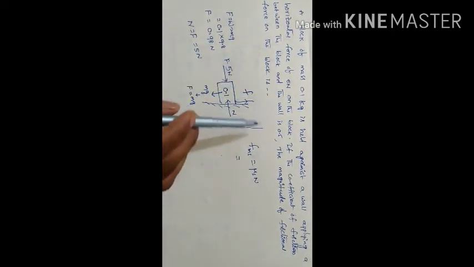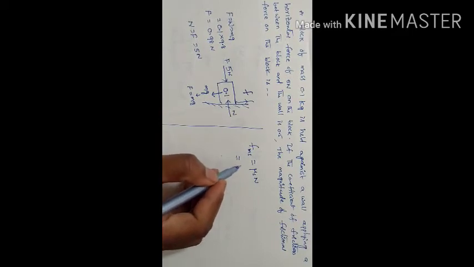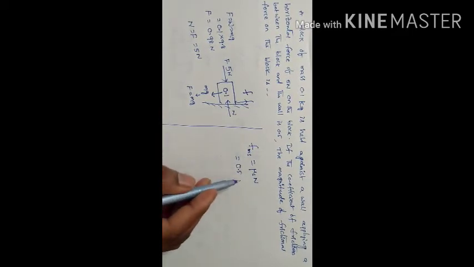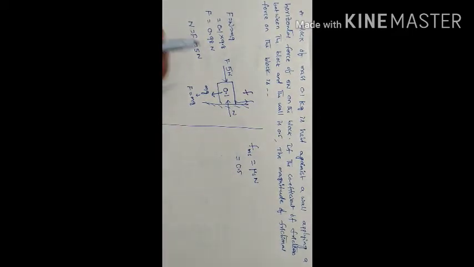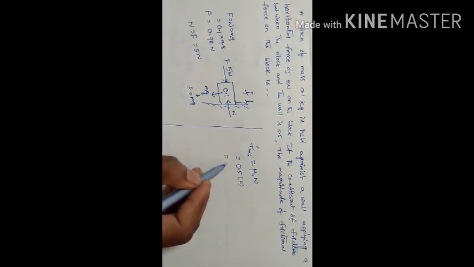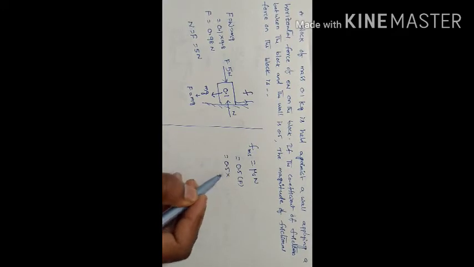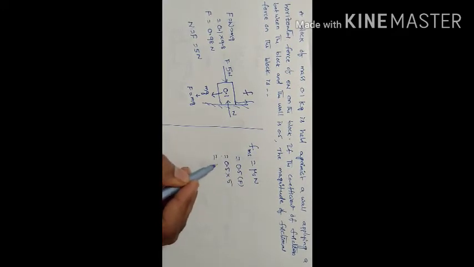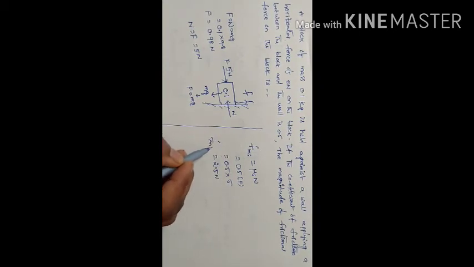Mu s is equal to 0.5, and N is given as F, which is 5. That means in place of N we are going to write F. That means 0.5 into 5, which is equal to 2.5 newtons. So what is the maximum static friction?